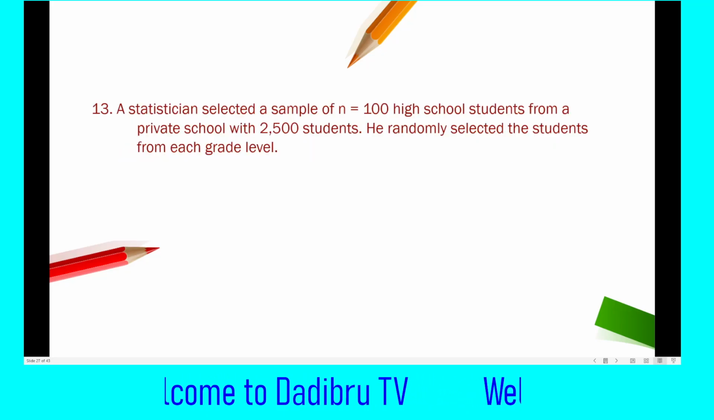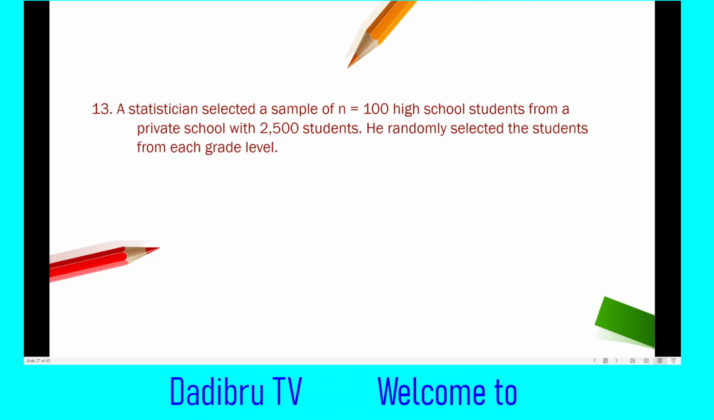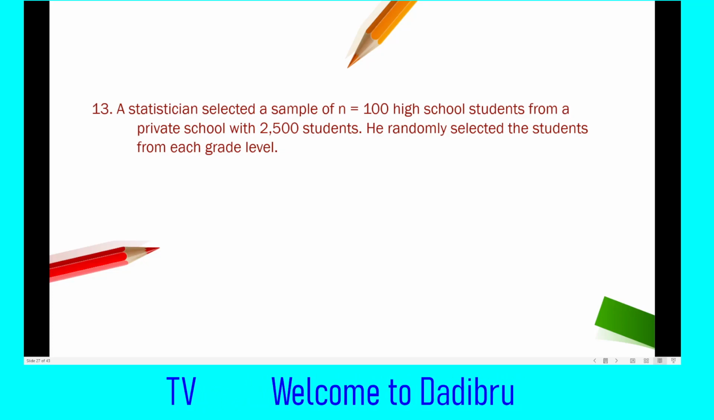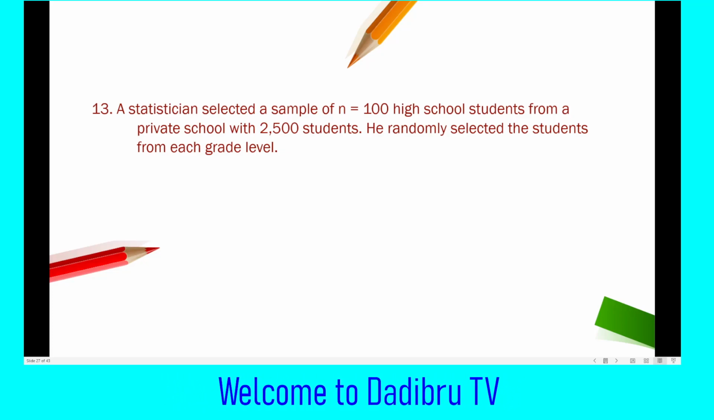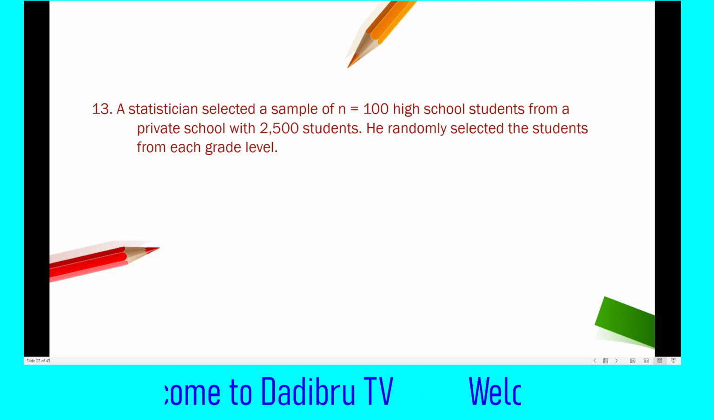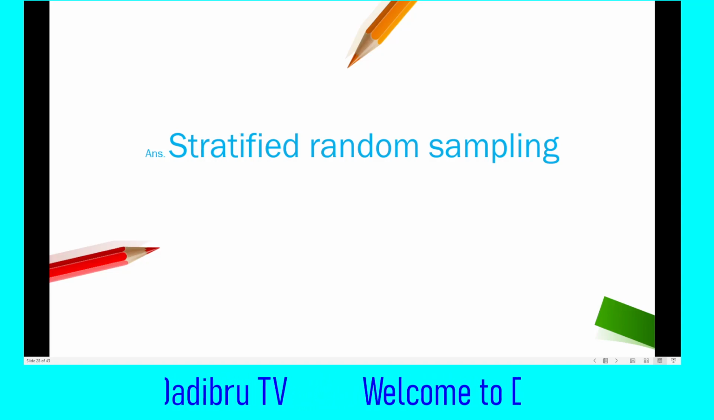Question number 13. A statistician who selected a sample of n equal to 100 high school students from a private school with 2,500 students. He randomly selected the students from each grade level. What do you think is the answer? The answer is stratified random sampling.